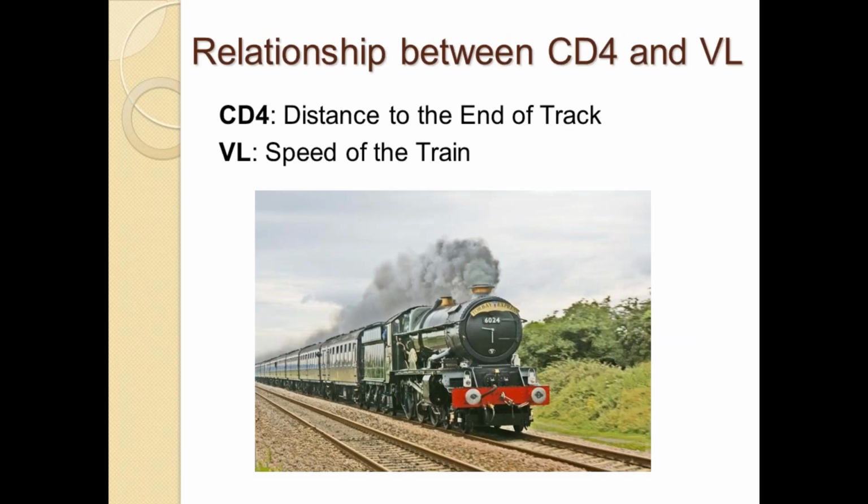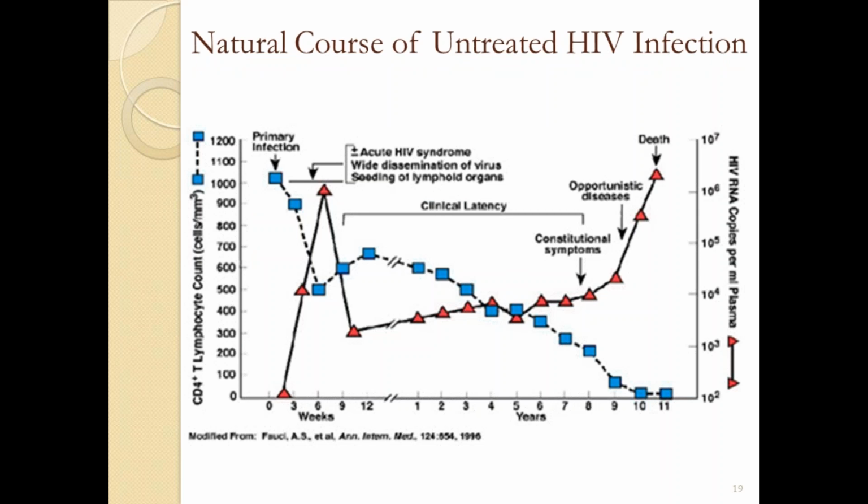The way I like to think about the CD4 and the viral load is, your patient is on a train barreling towards the edge of a cliff, which would be death. Your CD4 tells you how far from the edge of the track you're at, and the viral load tells you how fast you're moving towards it. Okay, that makes sense.